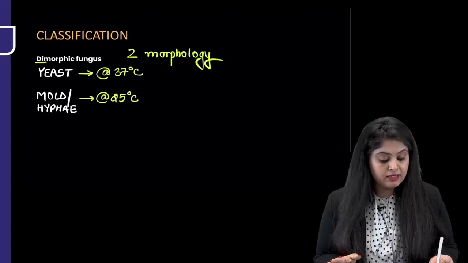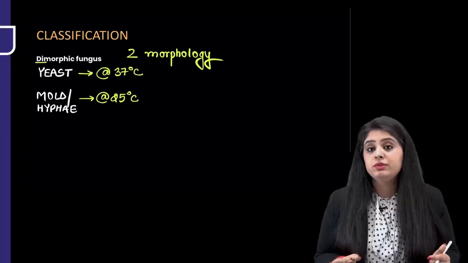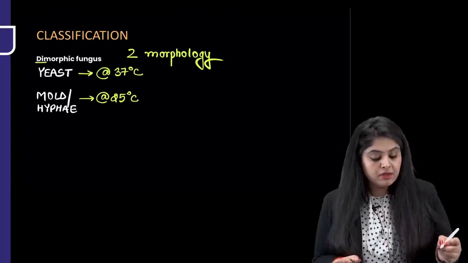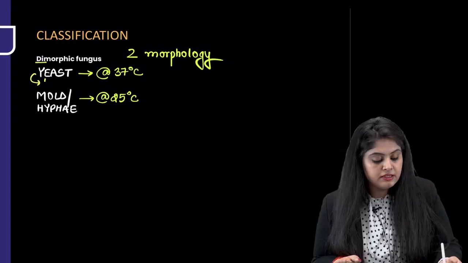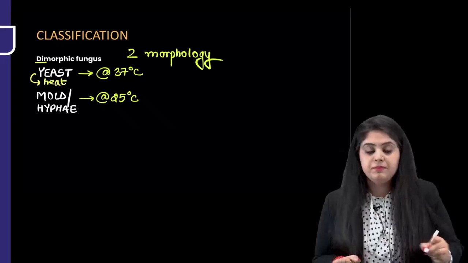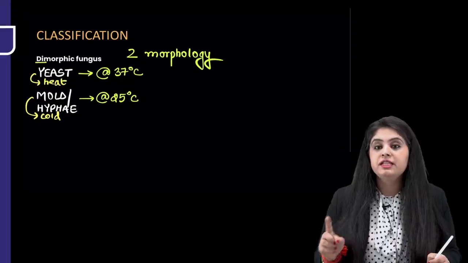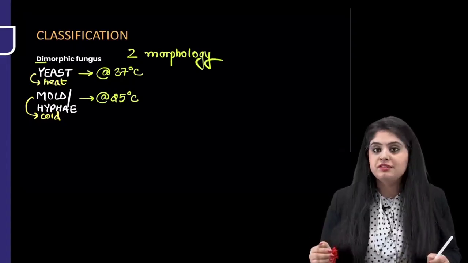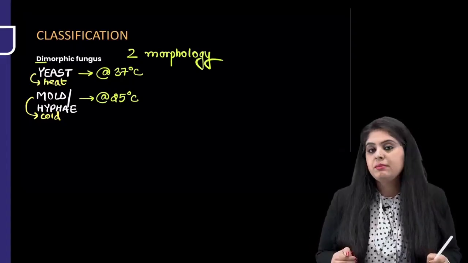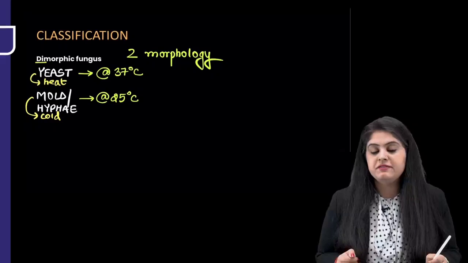So how do I learn this? Which feature is at which temperature? Remember, the way you say yeast and heat are rhyming. Mold and cold is rhyming. That is how you learn it. So yeast is heat, means it's at a higher temperature, 37. Mold and cold is rhyming, lower temperature, that is 25 degrees.